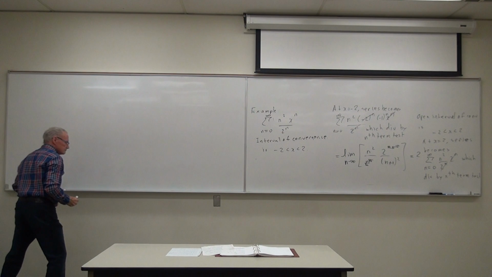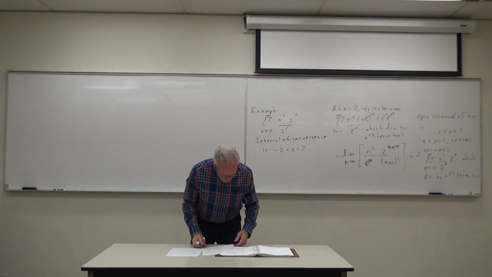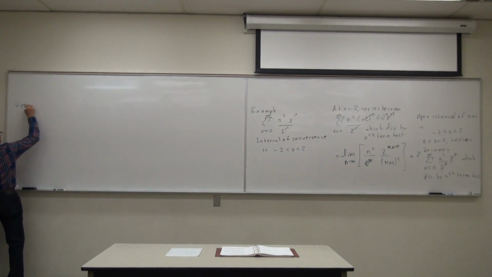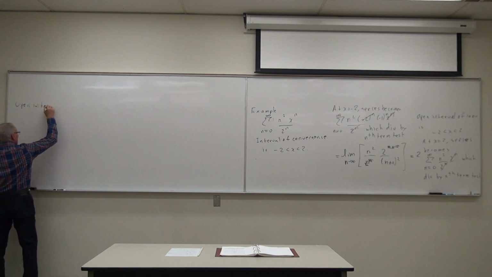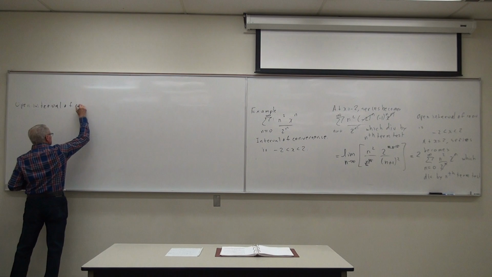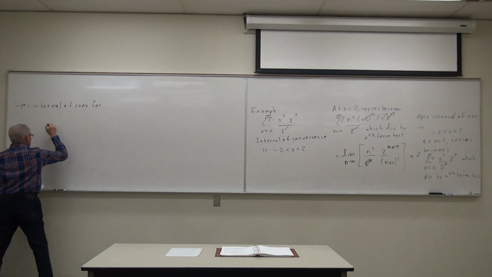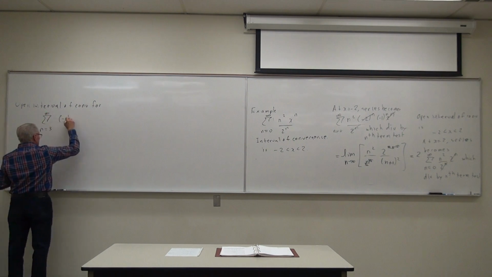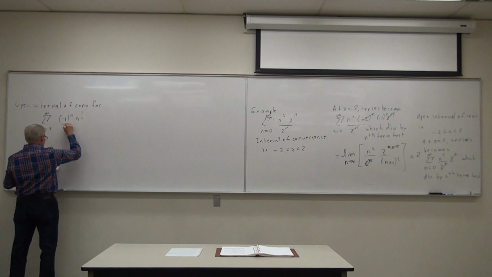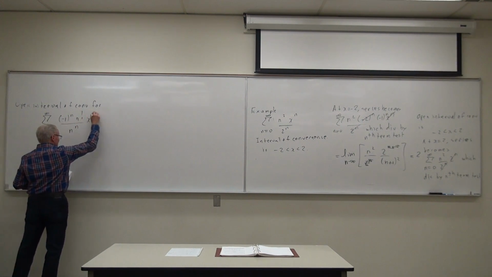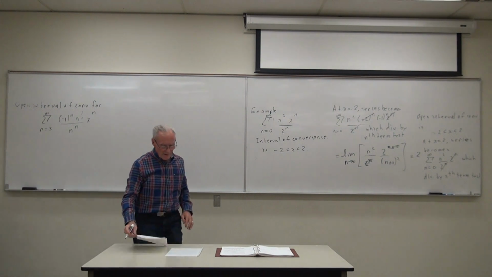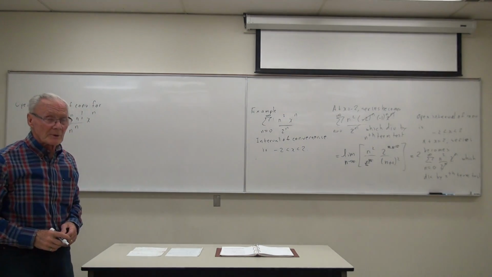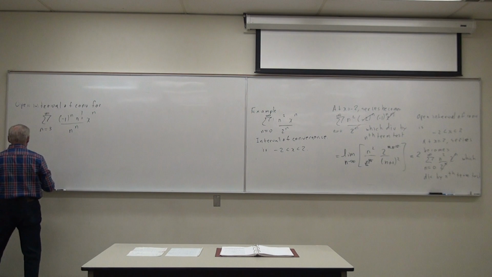Second example. Open interval, so this time we won't have endpoints. Open interval of convergence for the summation, n equals 3 to infinity, of minus 1 to the n, n factorial over n to the n, times x to the n. Getting somewhat more complicated than our previous examples of finding intervals of convergence or open intervals. Key again: find the radius.